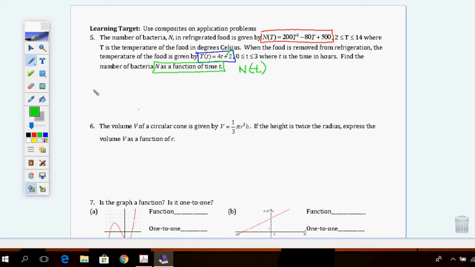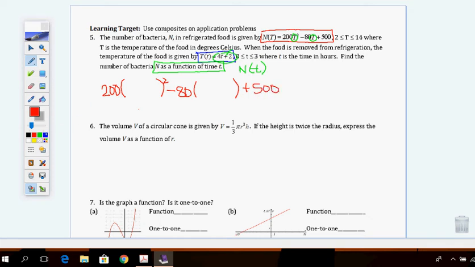So I'm going to take this entire equation, and instead of having temperature, we're going to replace it with the entire function of time. I'm only going to start this one for you, and then I'm going to have you check the answer. I have 200, and then in parentheses, I'm going to substitute this function, and I'm going to square it. Minus 80, substitute that function, plus 500.